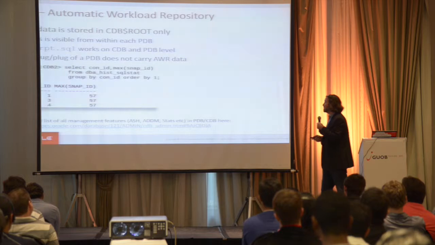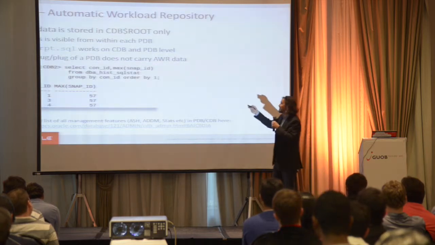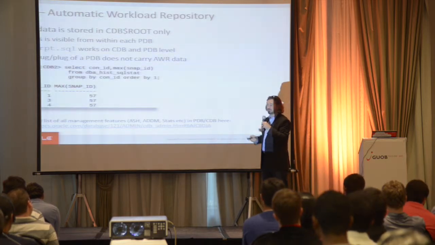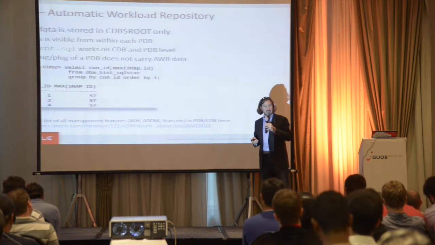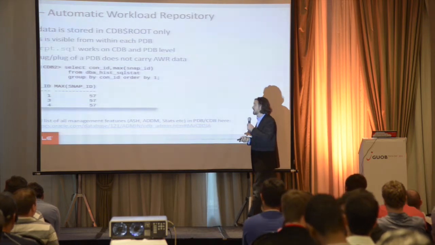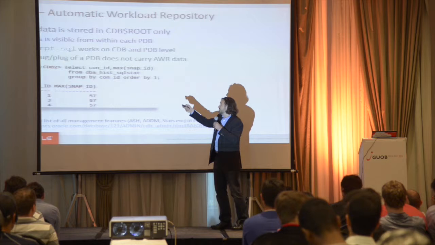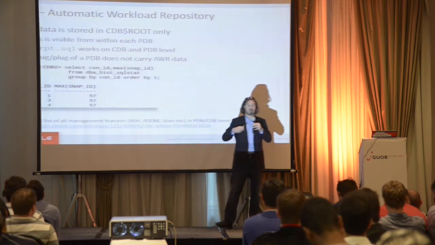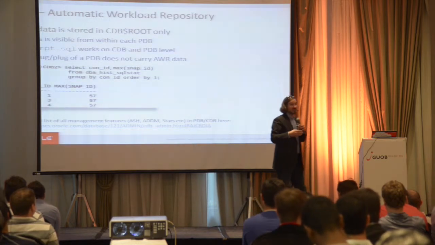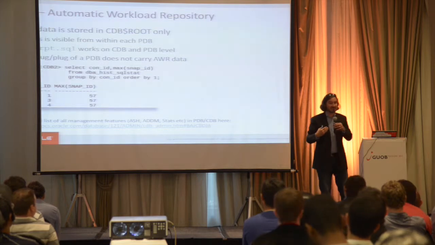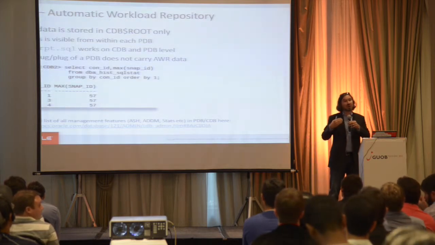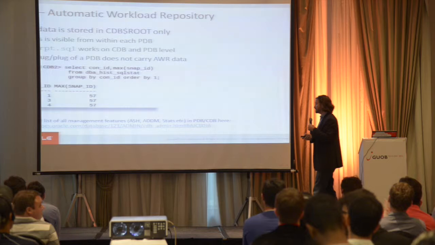So the thing you need to know is that your AWR data is stored in the root container only. It is visible in the pluggable databases for each pluggable database. And you can run awrrpt.sql from within the root container to display everything, but also from a pluggable database standpoint of view, and you get only the information for the PDB there.